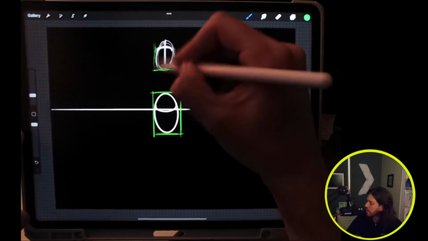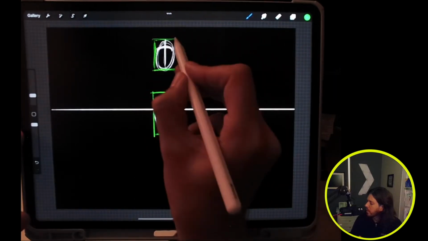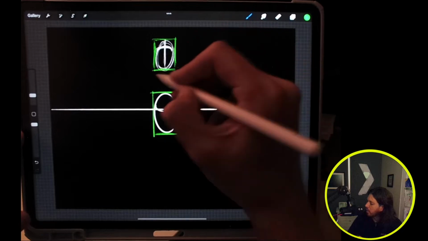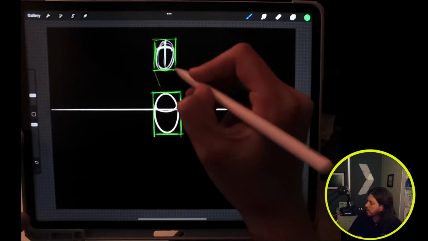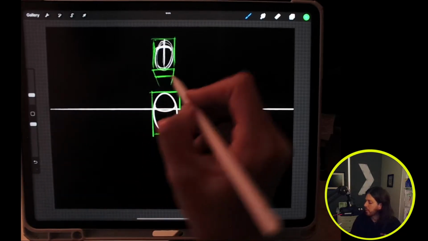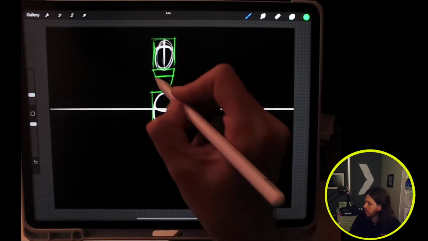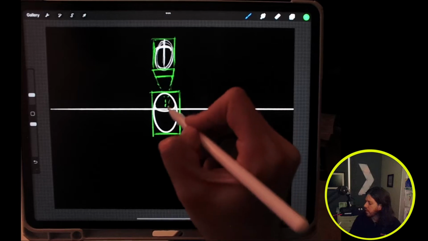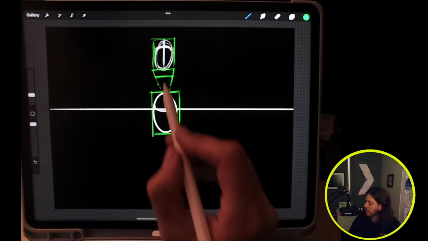So the rest of this is going to stay the same. However, we're now going to see the bottom of the chin here when we're looking up. And so this is going to come down to a vanishing point down here. So that's when we're looking up.